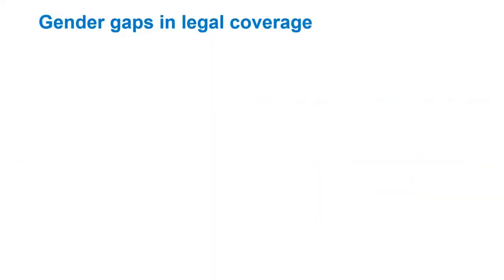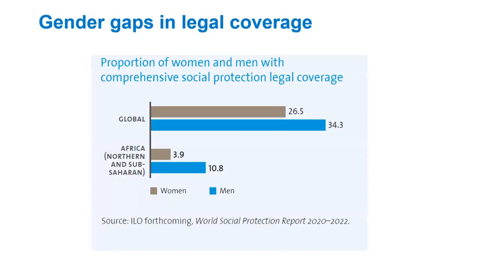Here we look at the gender gap in legal coverage, with some data for Africa. The graph shows the proportion of women and men with comprehensive social protection legal coverage. We see that around the world, 26.5% of women, in gray, enjoy comprehensive social protection defined by legal coverage, compared to 34.3% for men, in blue. And this is even lower in the sub-Saharan African region and also in the northern region. In Africa, we have only 3.9% of women compared to 10.8% of men.